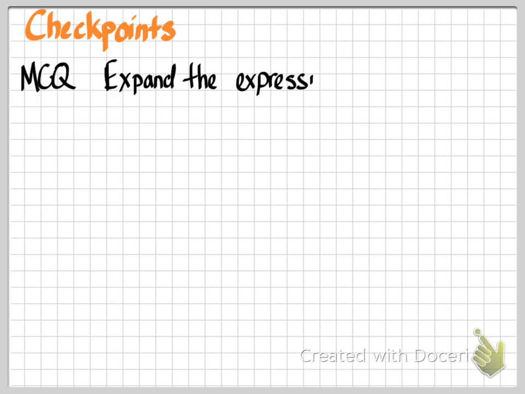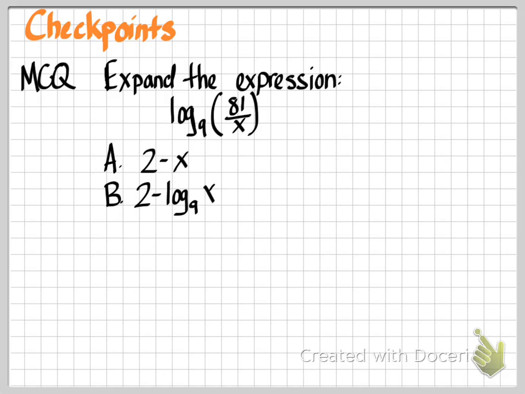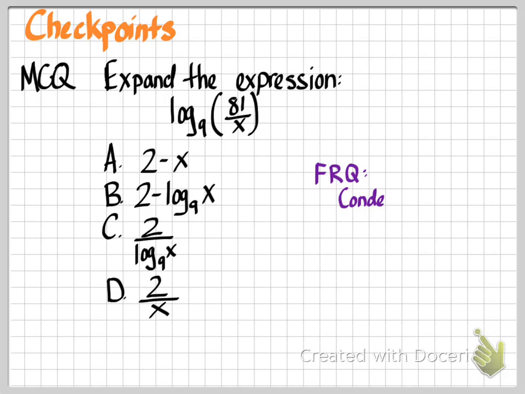Here are your checkpoints for this video. Your multiple choice question wants you to expand the expression. So expand it as much as you can, simplifying as you go. It's log base 9 of 81 over x. Here are your four choices, A, B, C, and D. Your free response question wants you to do the opposite and try to condense the expression that you see here. Remember to carefully follow the order of operations and do your best to describe what your answer would be in the Google form.